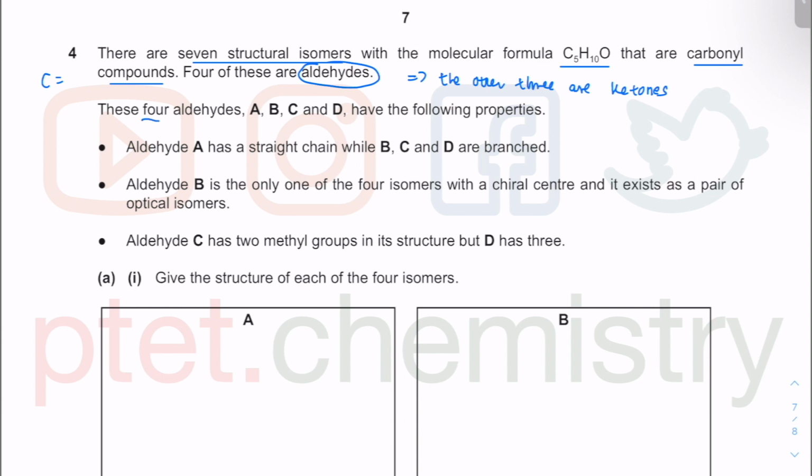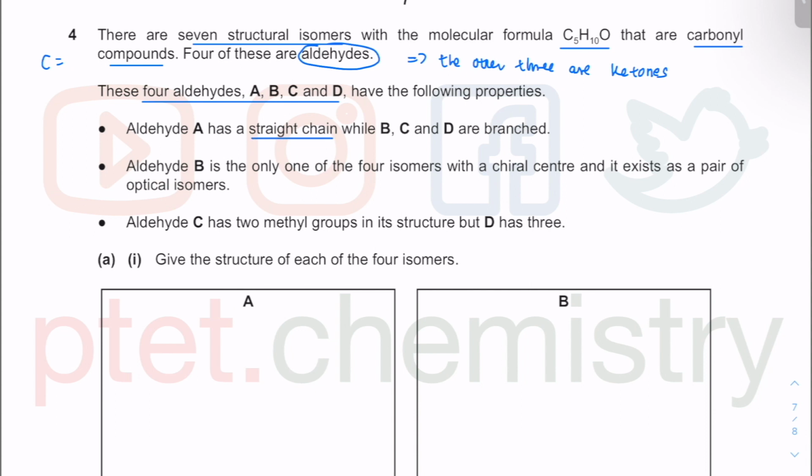Now, what is so special about the four aldehydes? Aldehyde A has a straight chain. So, 5 carbon straight chain. They want you to give the structure of each of the 4 isomers. They did not mention displayed, skeletal or structural. So that means you can draw either displayed, structural or skeletal.